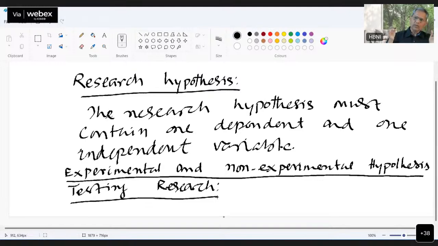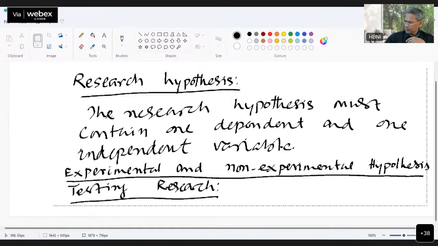But suppose in a class you don't manipulate any parameter, you just want to study the correlation between intelligence and reading ability, then it's a non-experimental hypothesis testing research. Okay. Then few more terms you will see.